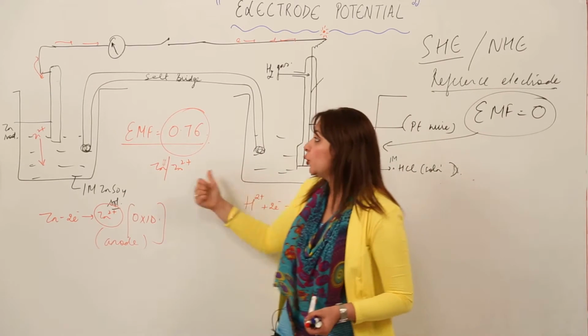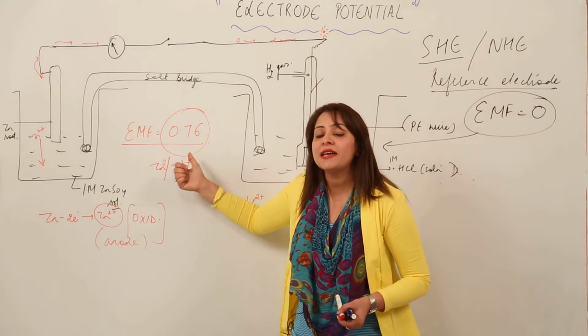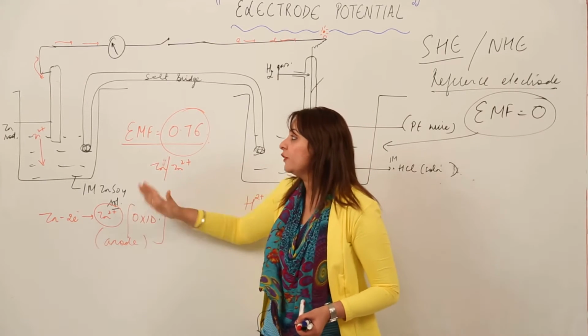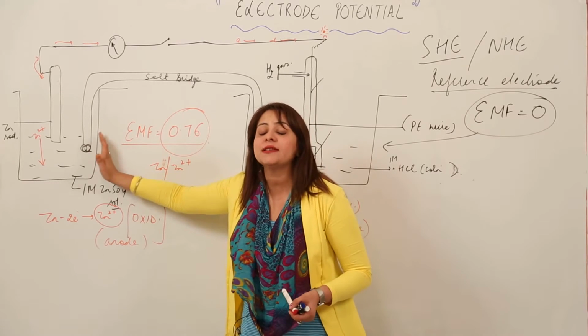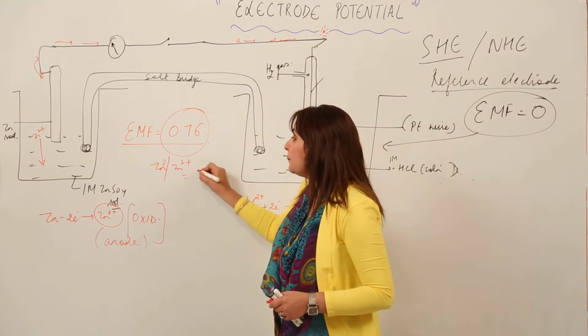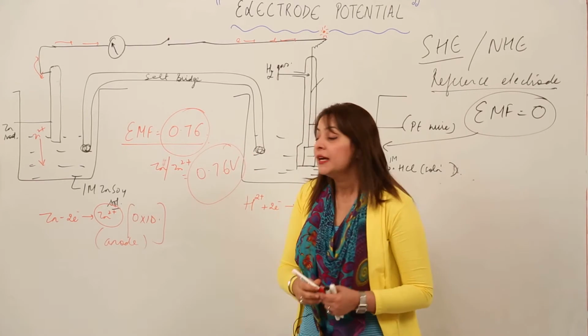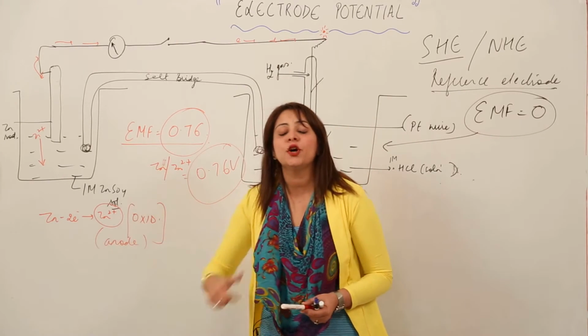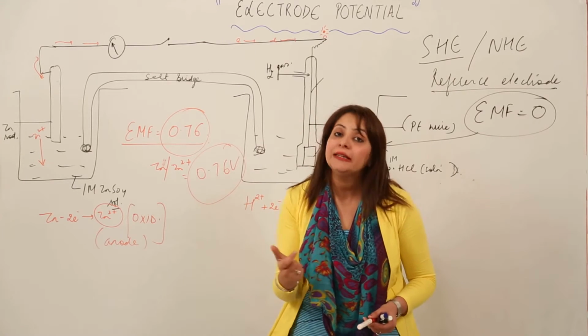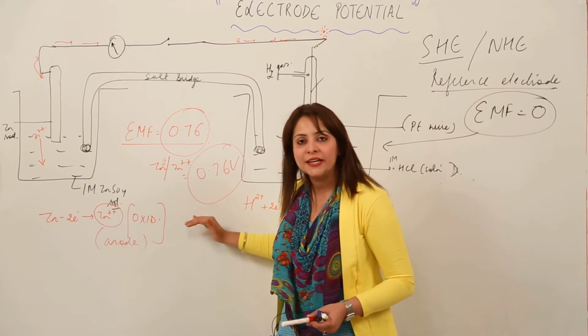As I told you, the EMF comes out to be 0.76, but for zinc, if we use this EMF separately for this cell, it is going to be minus 0.76 volt. The reason is that in case of oxidation, the oxidation electrode potential value is taken as negative. So this is how we get to know.